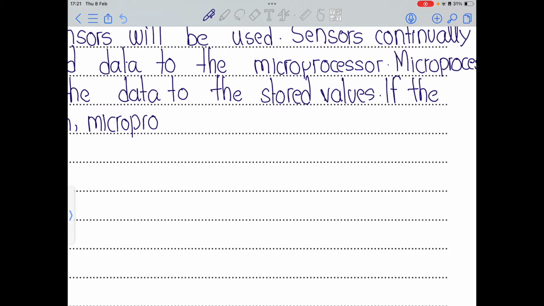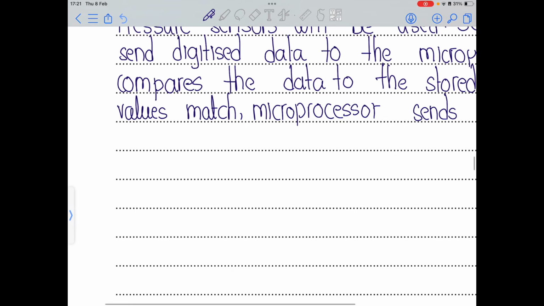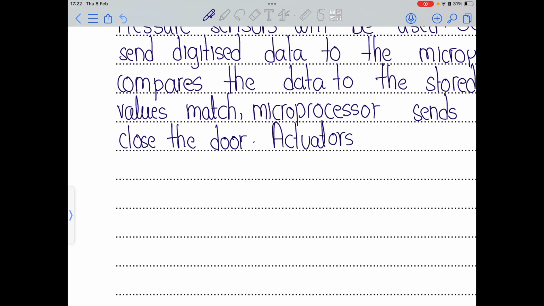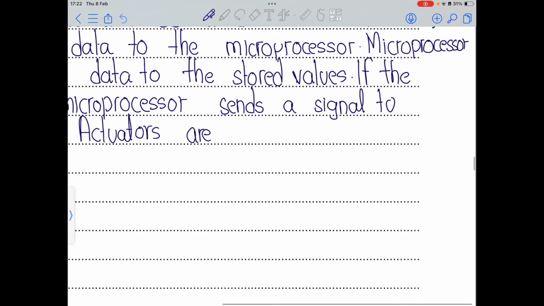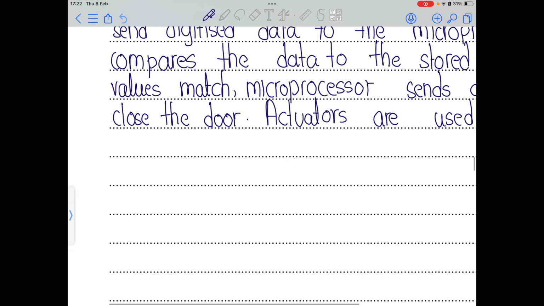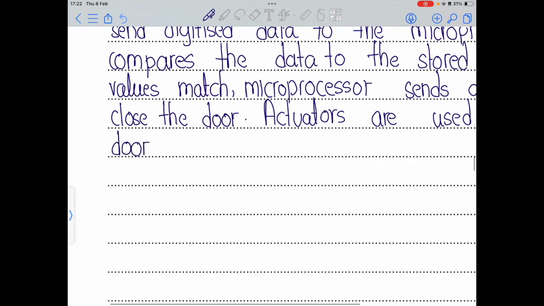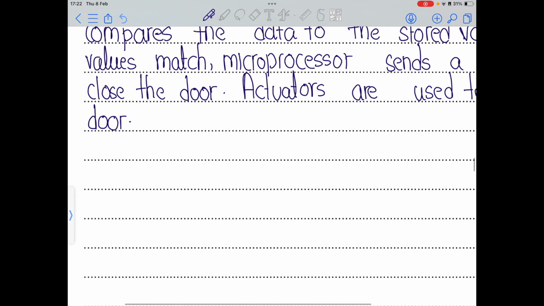Microprocessor sends a signal to close the door. Actuators are used. You use your actuators to close. Actuators are used to close the door. Okay, and then the final thing is going to be the whole process repeats.